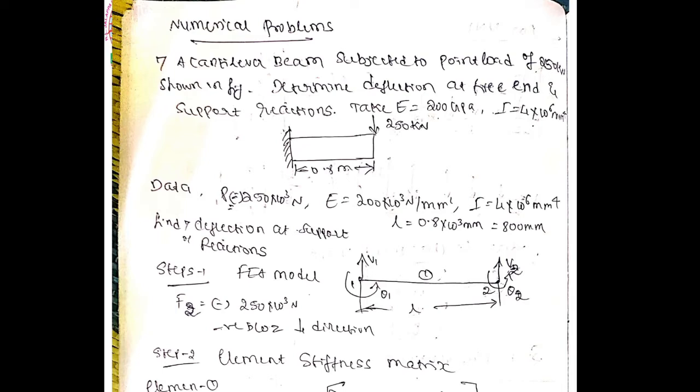Take E is equal to 200 GPa. Moment of inertia is 4 into 10 raised to 6 millimeters to the power 4.